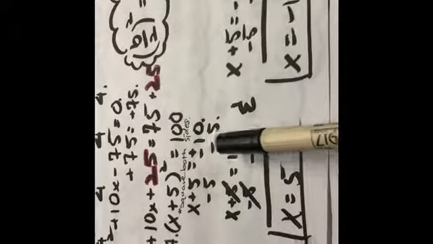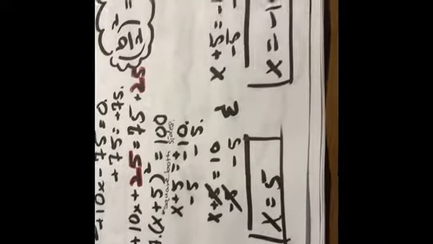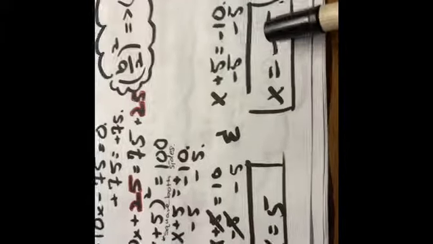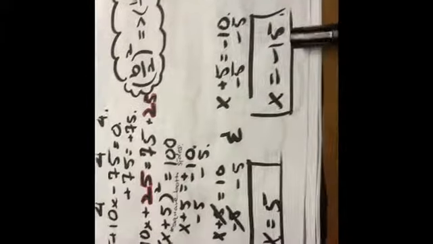When we subtract 5 from 10, we're going to get 5. For this one, when we subtract 5 from negative 10, we get negative 15. So those are the 2 answers, 5 and negative 15.